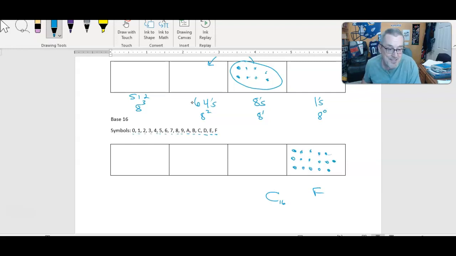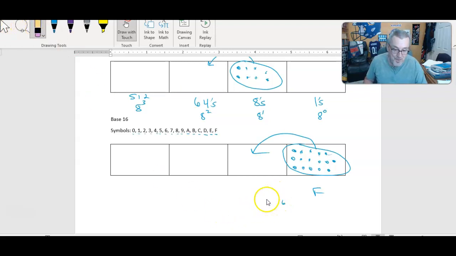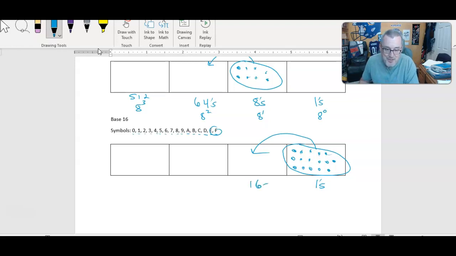But as soon as you got to 16 blue dots, you'd have to grab those 16 blue dots, bundle them up, and move them over to a new place with a new value. And so once again, see if you see the pattern. In this column, we're keeping track of single blue dots until you get to 16. Because we have a symbol for 15, it's F. But as soon as you get to 16, no more symbols. So now we're going to keep track of bundles of 16. So this is 16 to the 0 power. This is 16 to the 1st power.